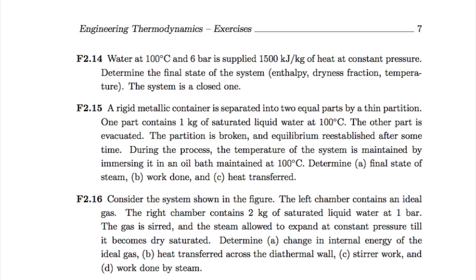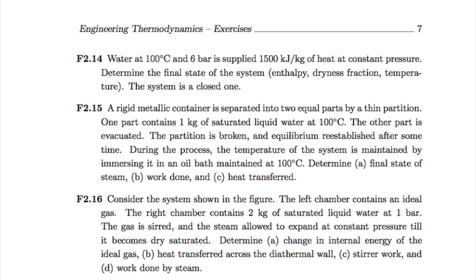Now, F2.15, let us read it aloud. We have a rigid metallic container. Okay, rigid means no change in volume. Obviously, expansion work will be zero. Metallic means it is unlikely to be insulated, and we should be alert to that fact.